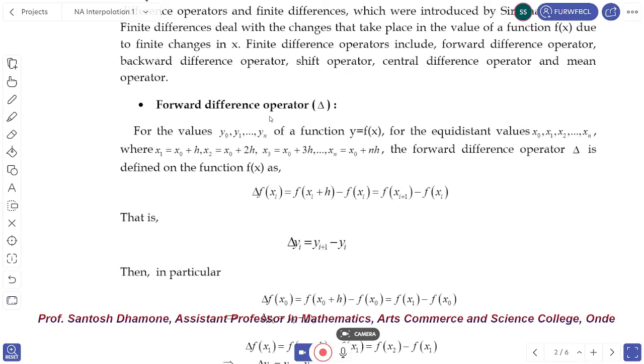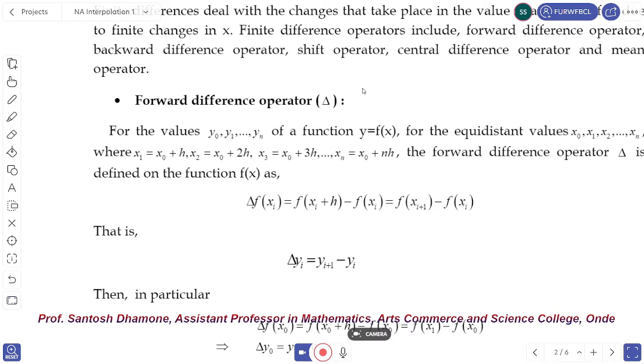It is denoted by the symbol delta, pronounced as delta.